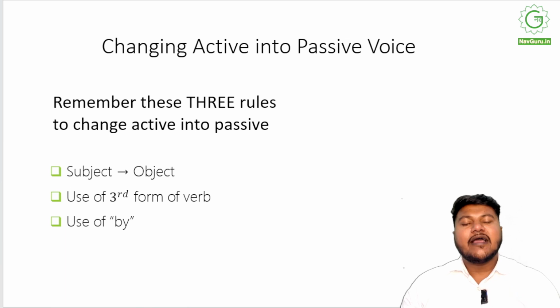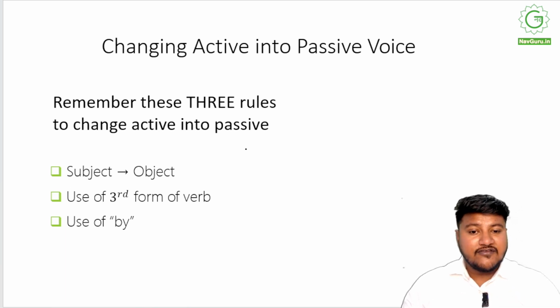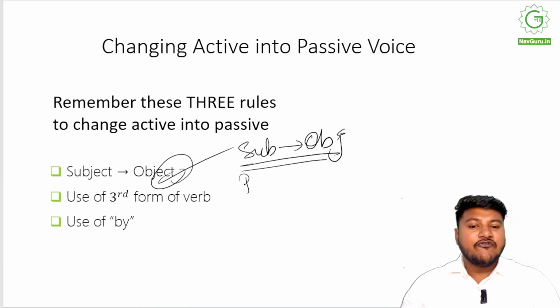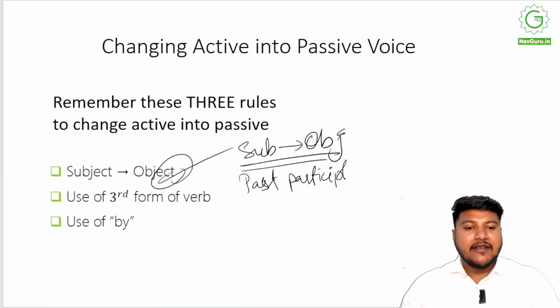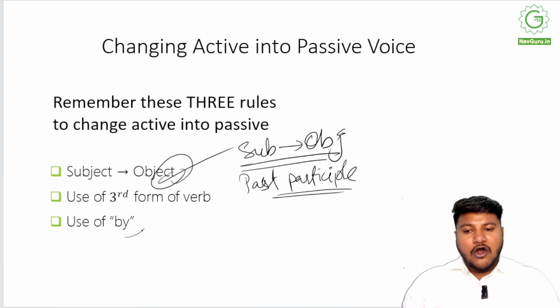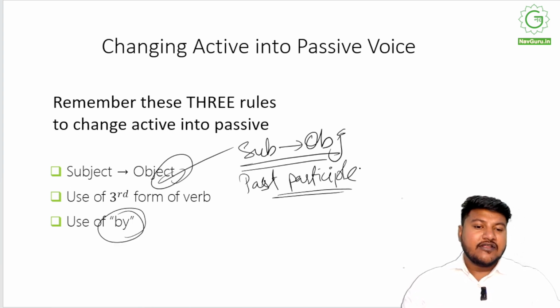Remember these three rules, and I assure you, you'll always be able to change active into passive correctly. First thing, the subject turns to object. Most important. Always remember that. Second, always use the third form of verb, that is the past participle form, right? Bit, bite, bitten. Always use the past participle form. And third, always use by after the past participle, that is V3 will be followed by this.